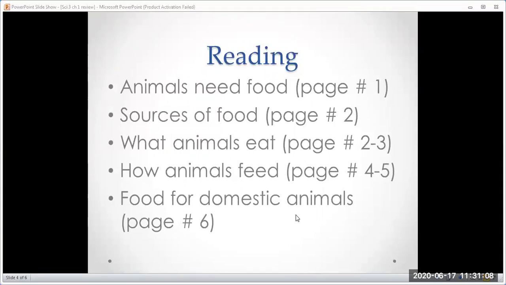Animals depend on plants for food. And every one of you is going to underline this line, that animals depend on plants for food.